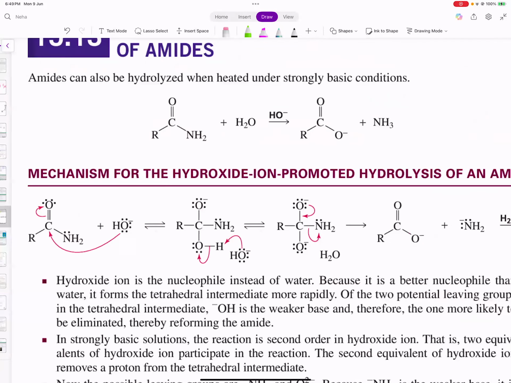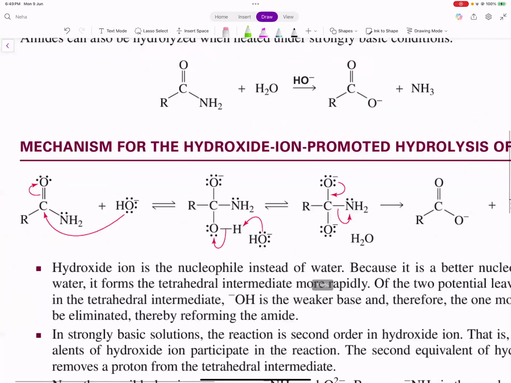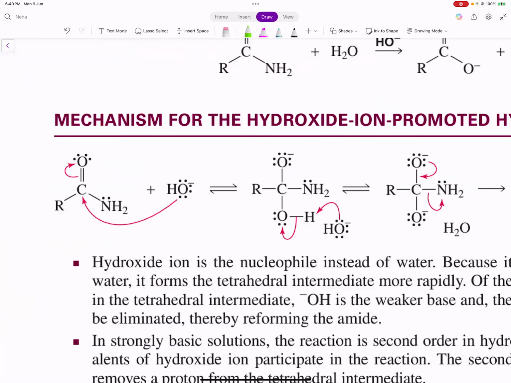And here also, see the first step, HO minus has attacked. This is fairly clear in the first step, right? Now what will happen after this attack? You see, it is hydroxide ion promoted. So one more HO minus is getting used and it is removing a proton, because the medium is basic, right? See, it has removed this proton also.